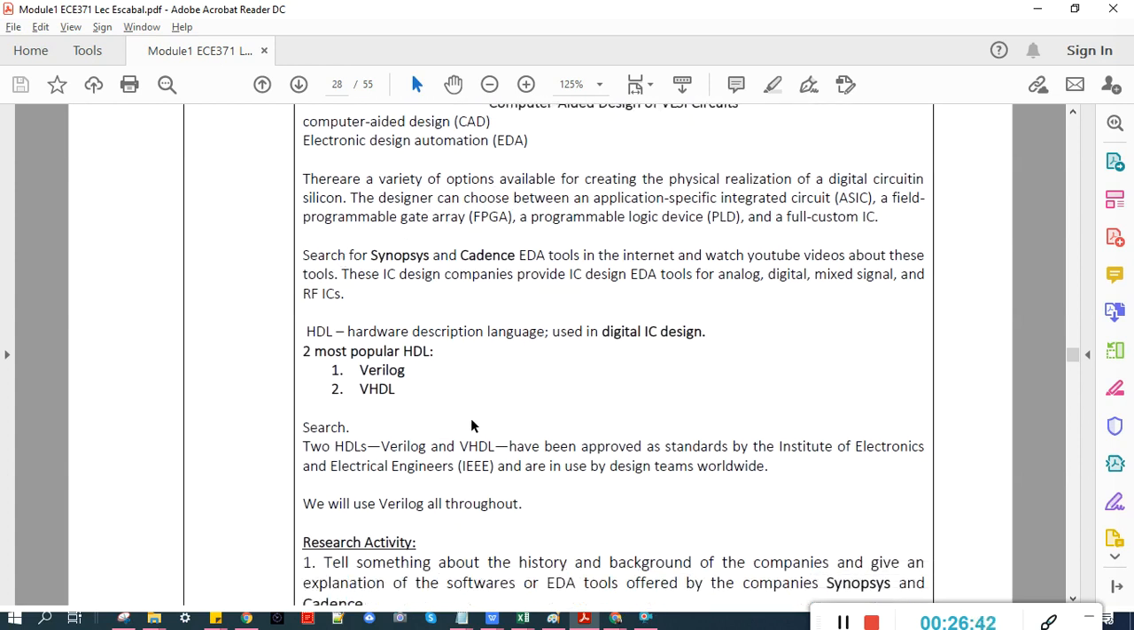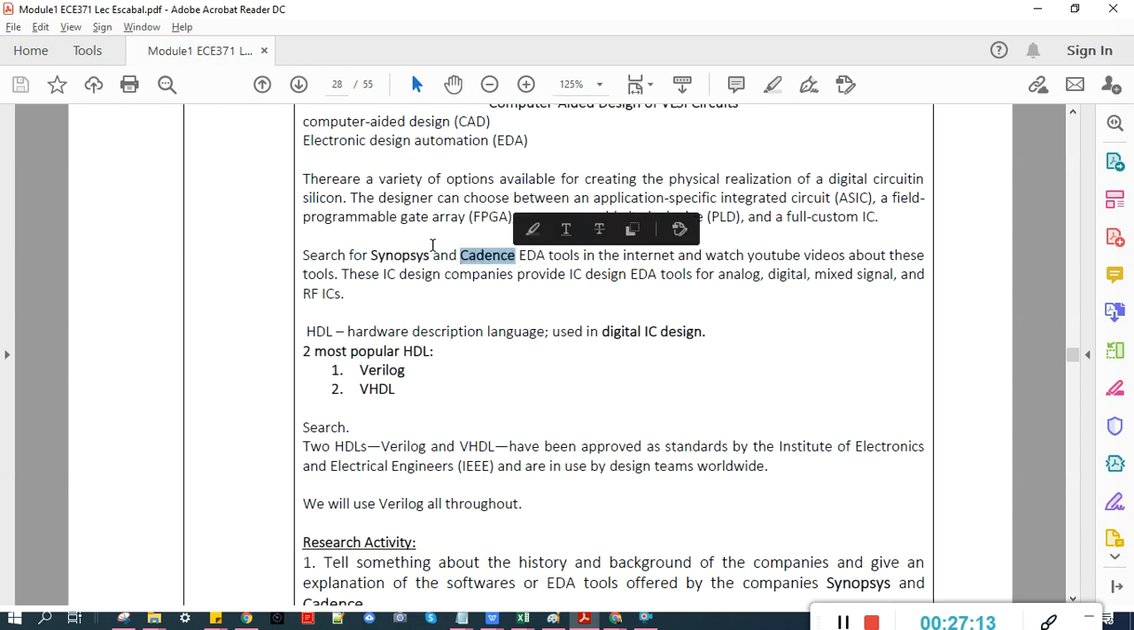Search for Synopsys and Cadence EDA tools on the internet and watch YouTube videos about the tools. These IC design companies provide IC design EDA tools for analog, digital, mixed signal, and RF ICs. Yes, in the market today, these are the biggest companies in IC design software tools. They sell their own company software tools, Synopsys and Cadence.